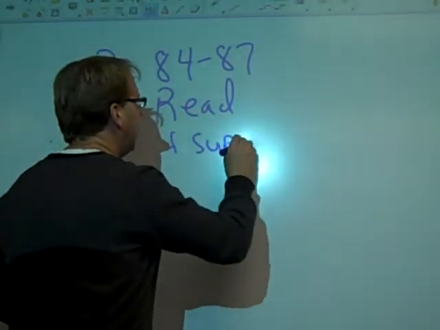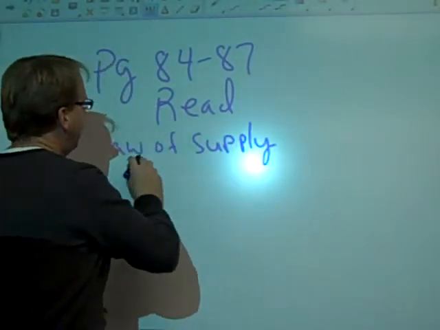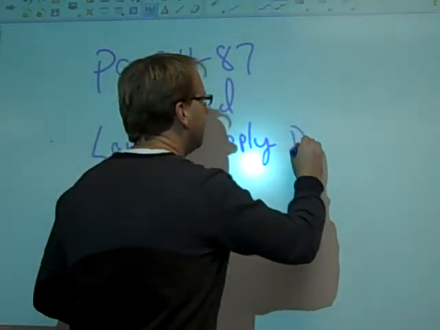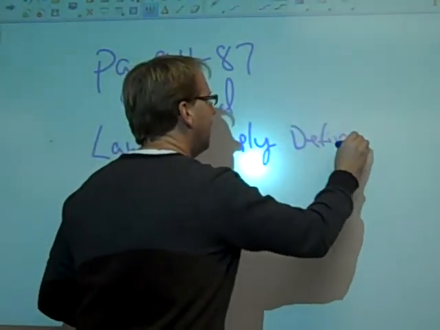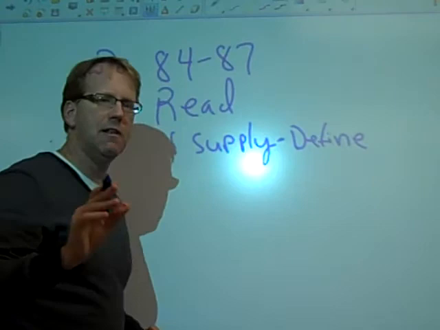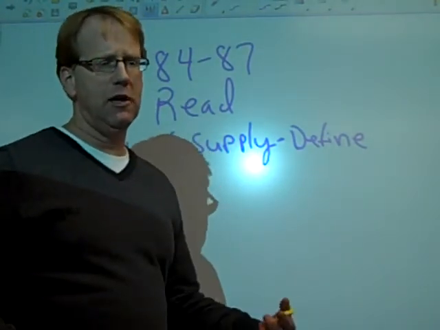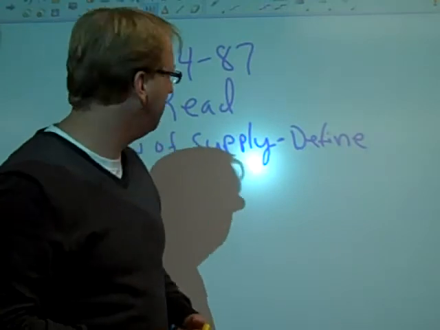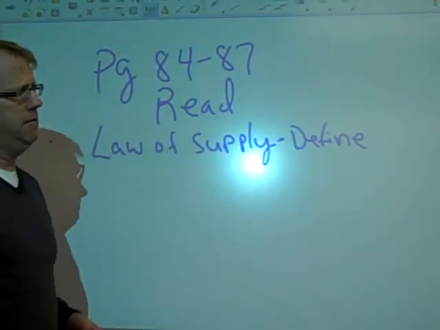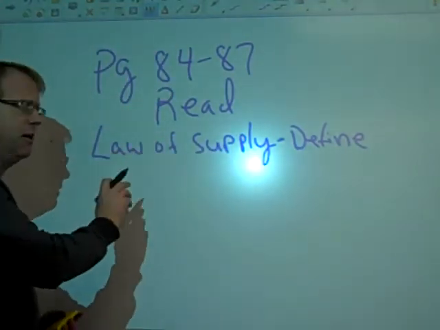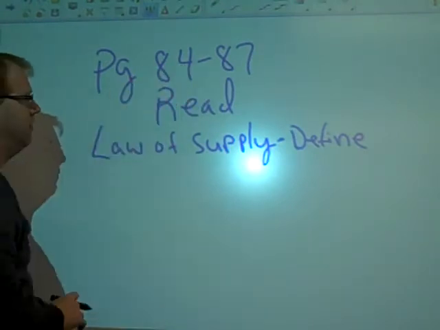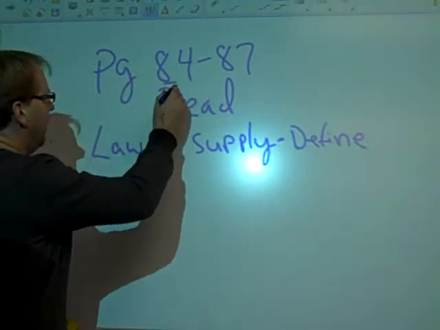And in your notes on a piece of notebook paper, I want you to define this. I want you to define the law of supply. So remember, we defined the law of demand, which is this: price goes up, demand goes down, and as price goes down, demand goes up. Well, there's also a law of supply, okay, and I want you to be able to define that for me. You'll find that in the reading, page 84 to 87. I think it's on page 84, actually.